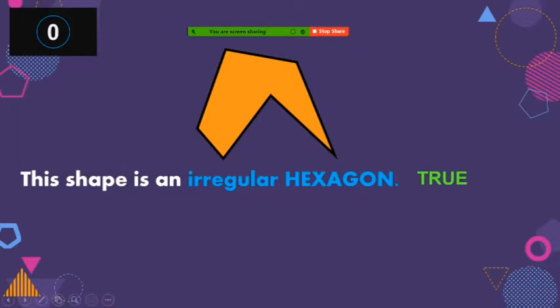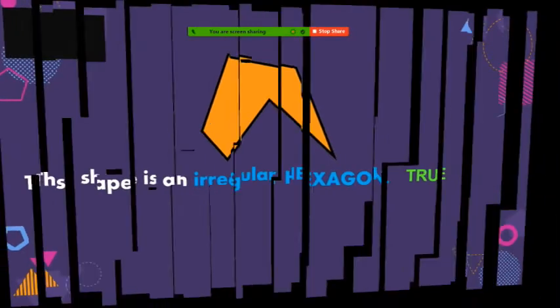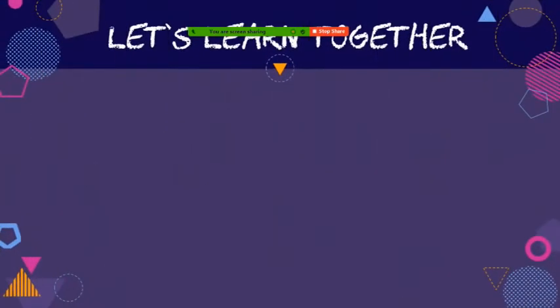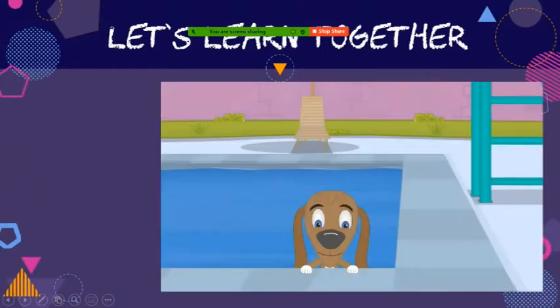So let's go now to our lesson. I have a short story to tell you. I want you to listen and watch carefully. What do you see in the picture? A dog is swimming in the pool. Yes. So the story is about a dog.